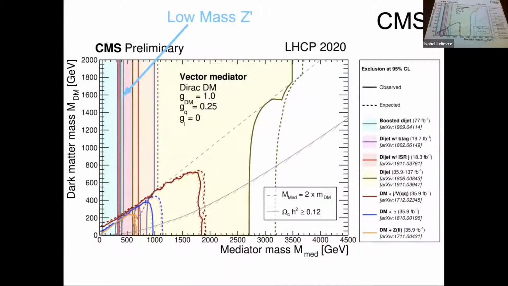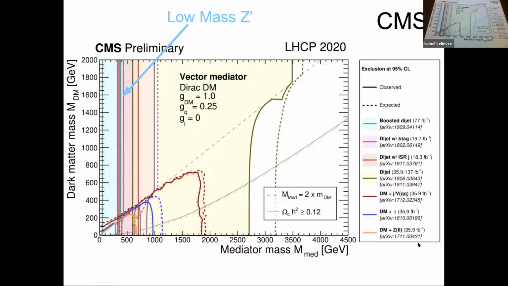Okay, so now we can translate all of these bounds to mediator mass, dark matter mass plots. We get bounds like this, and every color here is a different analysis. These are the dijet bounds, assuming 0 lepton coupling, and you can see the dijet bounds are actually way more sensitive than the invisible bounds. But they're more sensitive in the region where the dark matter is heavy. And the invisible bounds can probe the region where the dark matter is light.